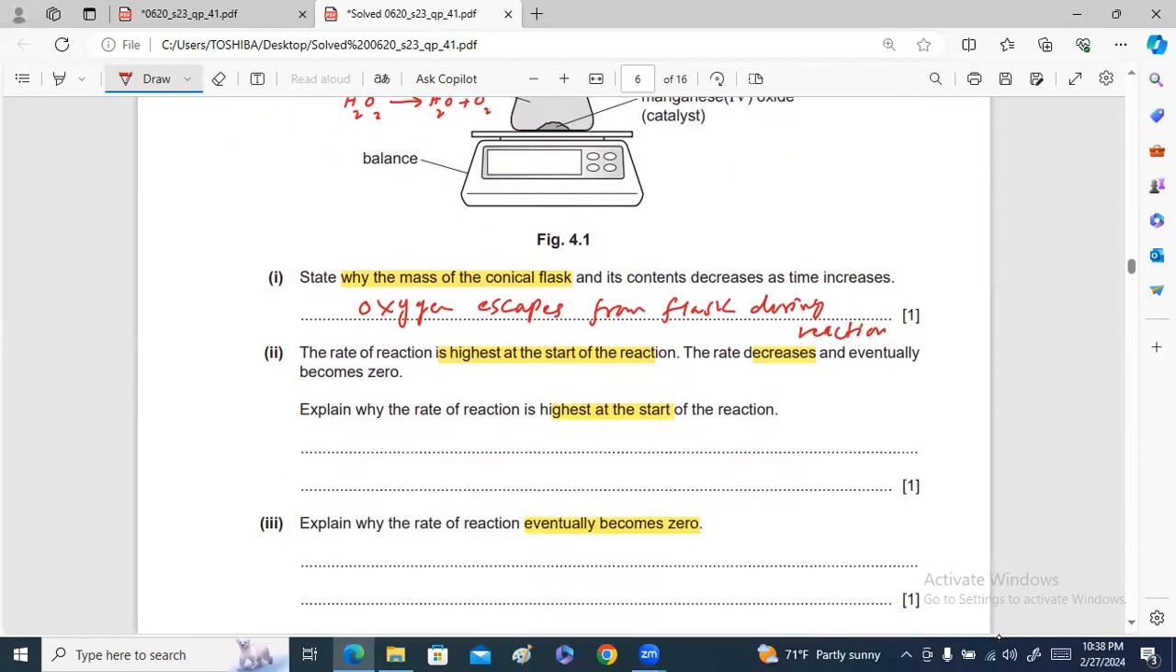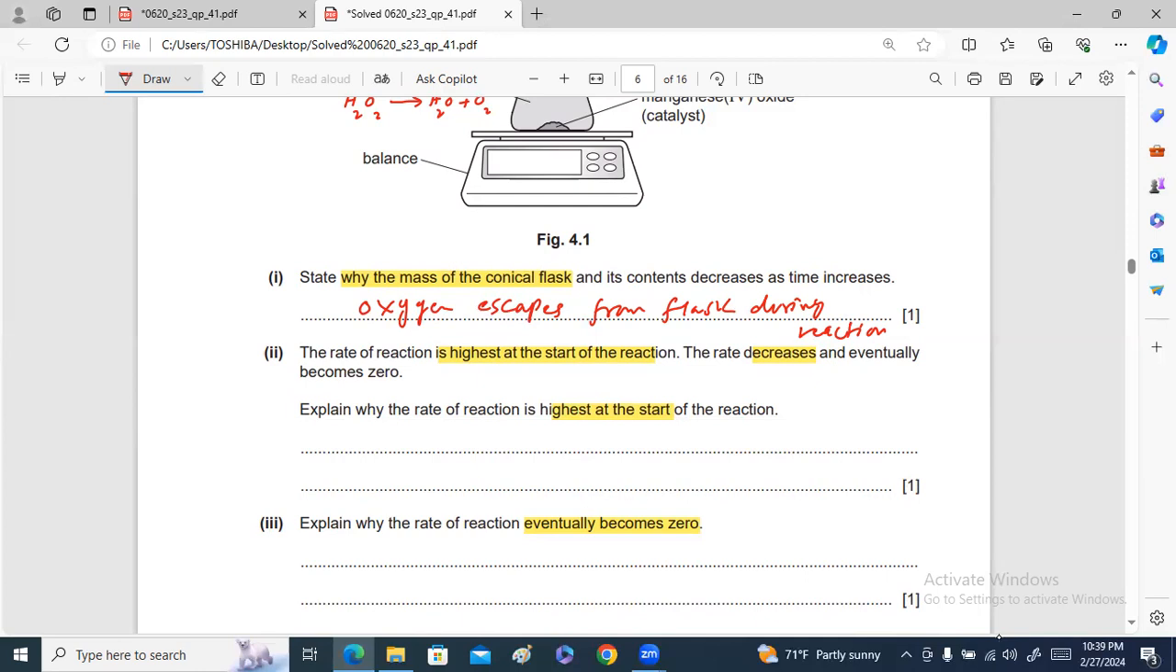Then the rate of the reaction is higher at the start of the reaction and the rate decreases and eventually becomes zero. Generally, at the start of the reaction, because we have the higher concentration of the reactants, higher amounts, higher moles, higher masses of the reactants, that's why at the start the rate of reaction must be higher. So if we look at the hydrogen peroxide, we're taking the hydrogen peroxide in the aqueous solution. So we can say the concentration of hydrogen peroxide is higher at the start of the reaction. So that's why it is highest at the start.